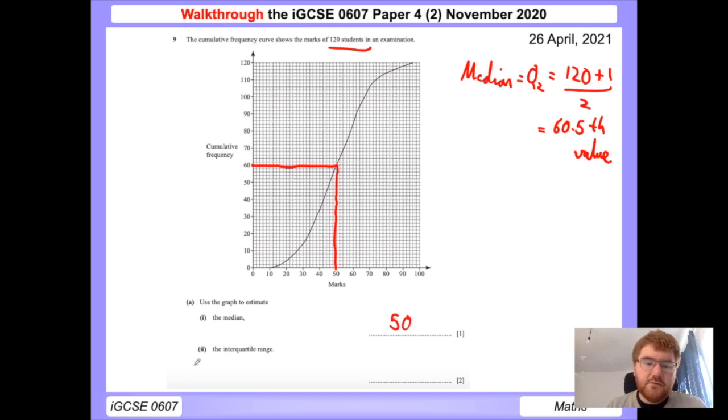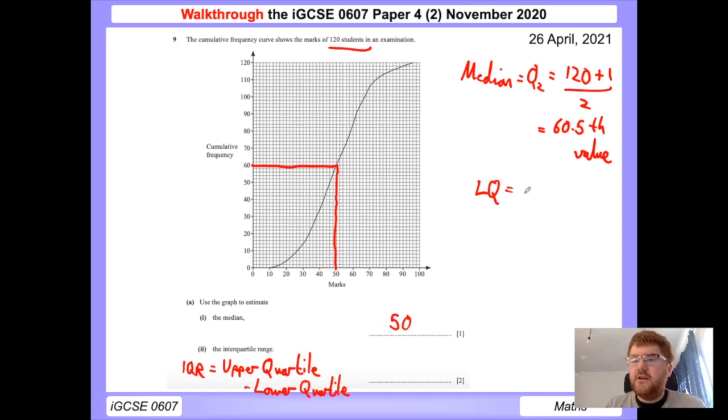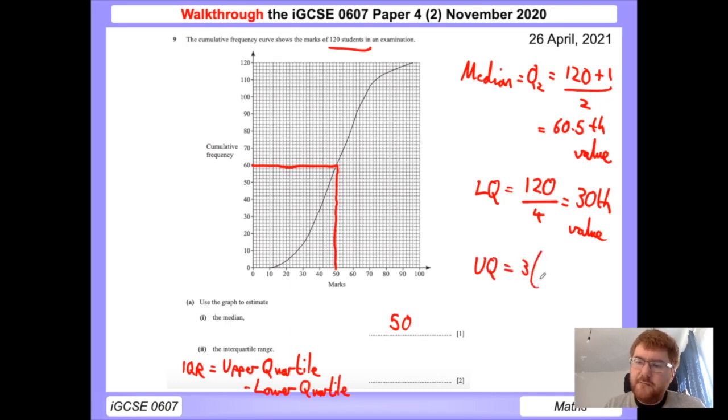Interquartile range, remember, IQR, is equal to upper quartile, that's 3/4 of the data, minus lower quartile, 1/4 of the data. So to work out lower quartile, LQ, we take that 120. Officially it should be plus 1, but I'm just going to write this as over 4. So you get the 30th value, that's 1/4 of the data, and I think we can see here the upper quartile will be 3 lots of the lower quartile, which is the 90th value. So do know these definitions.